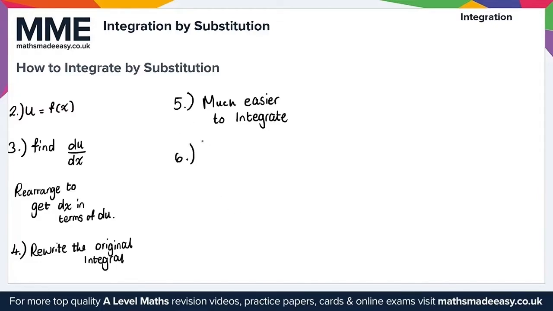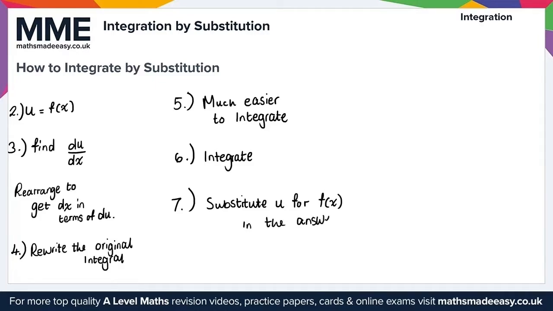Step 6 here, we then need to integrate. And finally for step 7 then, we substitute u for f of x in the answer to get the final answer in terms of x. So we substitute u for f of x in the answer to get our solution in terms of x.